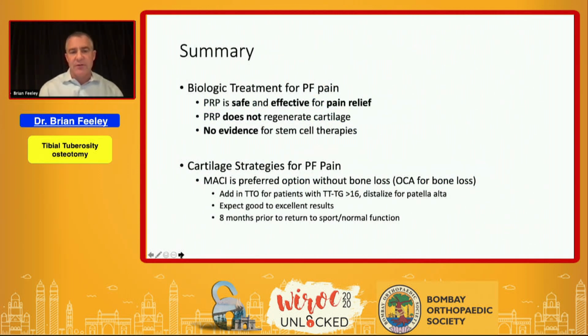So in summary from both these talks, I think for the biologic treatments for patellofemoral pain, PRP is safe and effective for pain relief, although in all honesty, I don't use it very often. It does not regenerate cartilage, and there's no evidence at this point for stem cell therapies. For cartilage strategies for patellofemoral pain, I think Macy is the preferred option. I recommend adding in a tibial tubercle osteotomy for patients with a TT to TG greater than 16, and any patella alta should be corrected at that time.